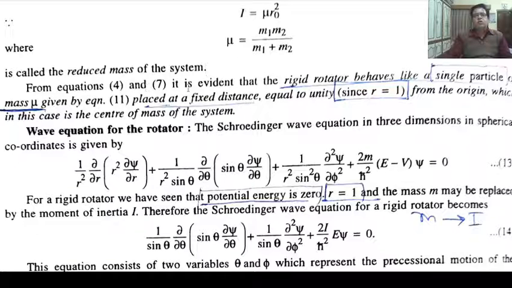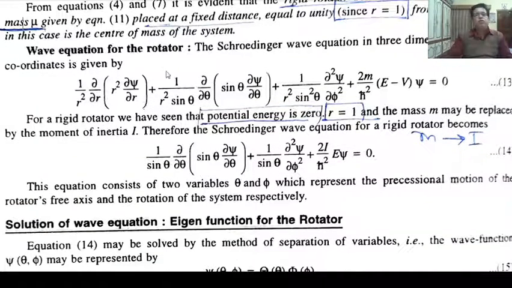From equations 4 and 7, it is evident that a rigid rotator, a two-particle system, behaves like a single particle of mass mu, placed at a fixed distance equal to r0 from the origin, which in this case is the center of mass of the system.